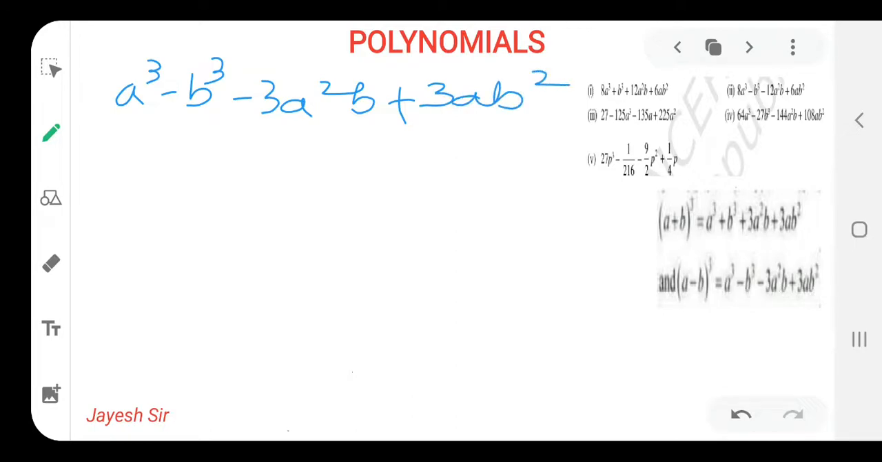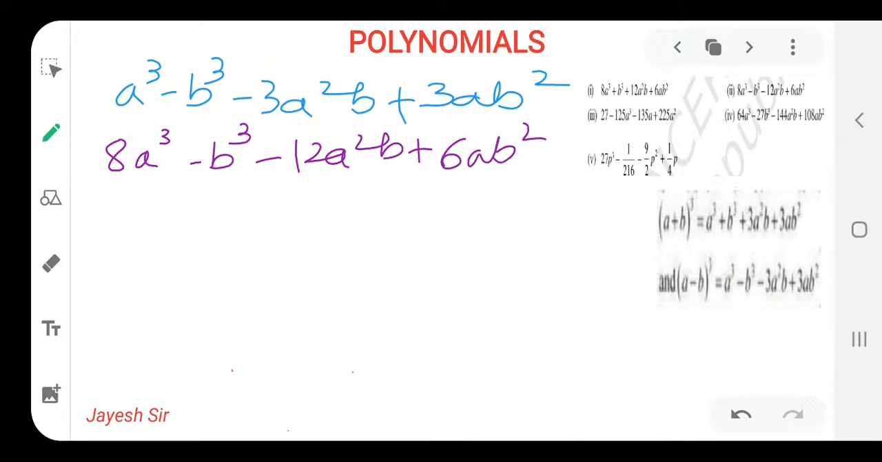Yes, friends, so let's compare it with the formula that we have written over here. 8a cube minus b cube minus 12a square b plus 6ab square. Yes, I think that is a similar sum, as our first sum was. I think it is very much similar to our first sum, because only two signs are to be changed and the remaining sum is as it is. So we can solve it easily.